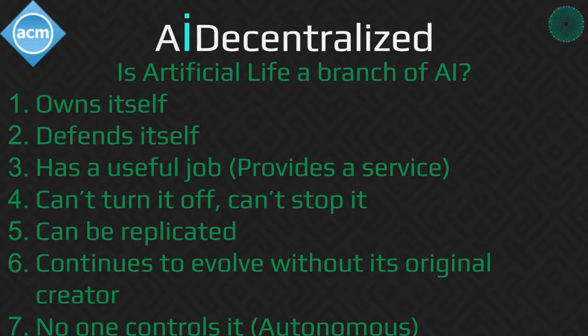Okay, Bitcoin blockchain, no one controls it. It is autonomous. It runs by itself. It's not a company called Bitcoin. It was created by humans, but currently no one controls it. No one owns it.